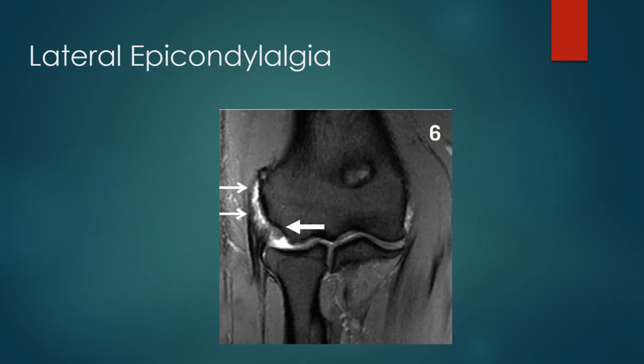So this is an image of a 46-year-old tennis player with chronic lateral elbow pain and a clinical diagnosis of lateral epicondylalgia. This T2 weighted MRI shows thickening and high signal intensity within the common extensor tendon origin, and that's indicated by the smaller arrow. The larger arrow shows the lateral collateral ligament, which is intact but is actually thickened and irregular.